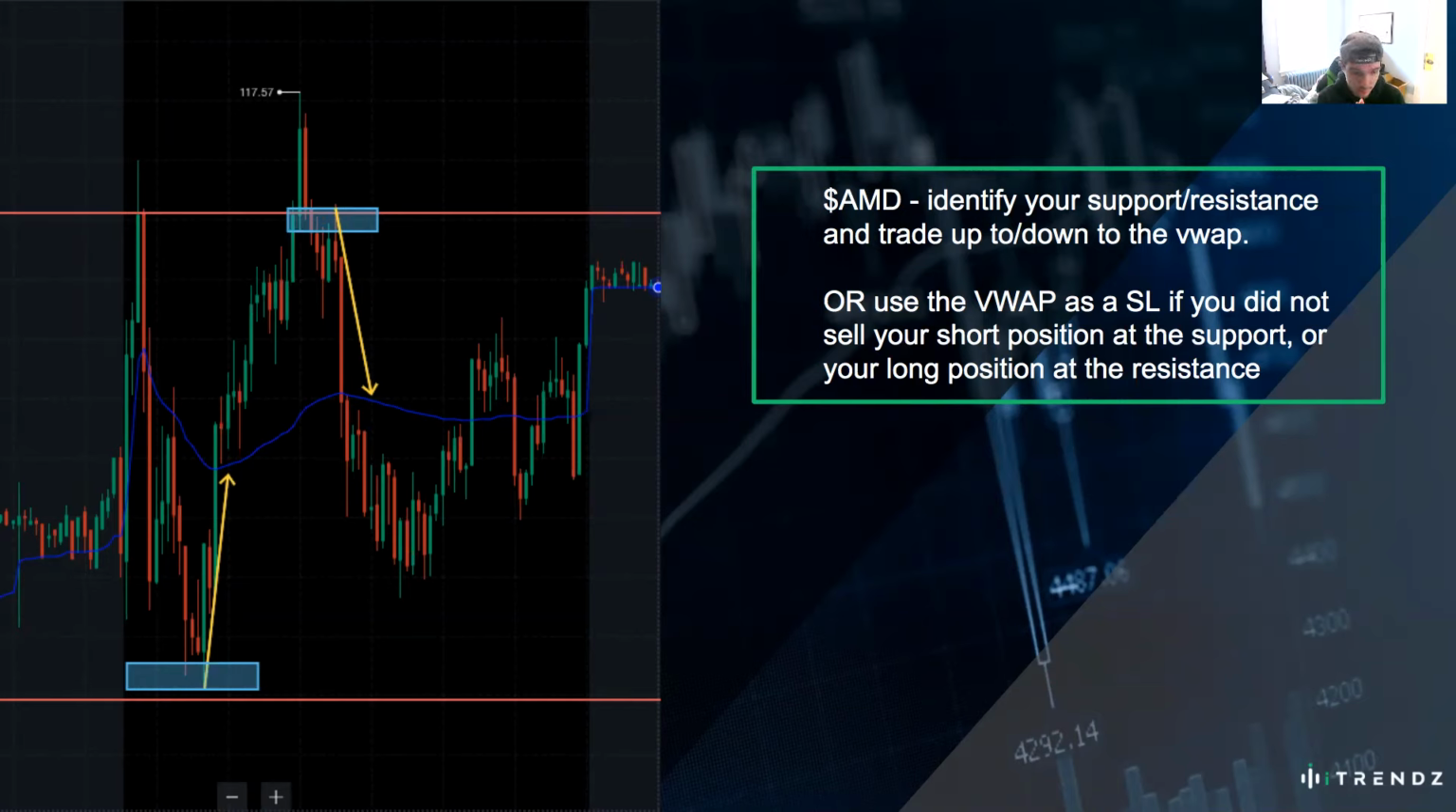So hopefully you guys learned a lot about VWAP today. It's pretty simple. There's really two ways to use it. There are some other strategies out there that people use. Predominantly, this is how I personally use it: either trading off resistance down to the VWAP or vice versa, support up to the VWAP, or utilizing it as a stop loss if I have a not so ideal entry or I missed my exit, right? So a change in trend.